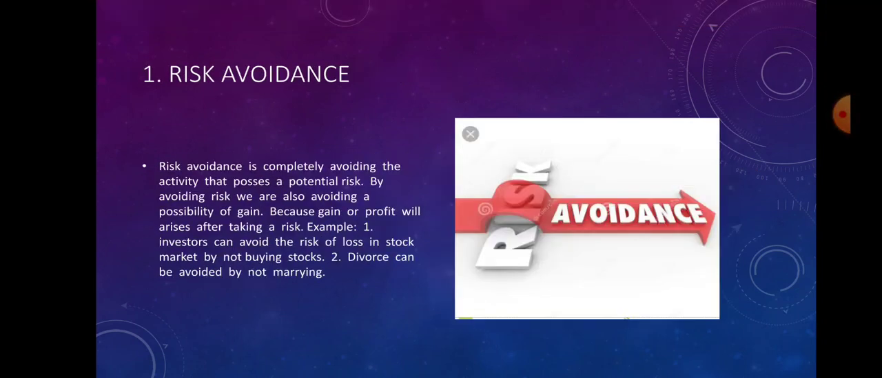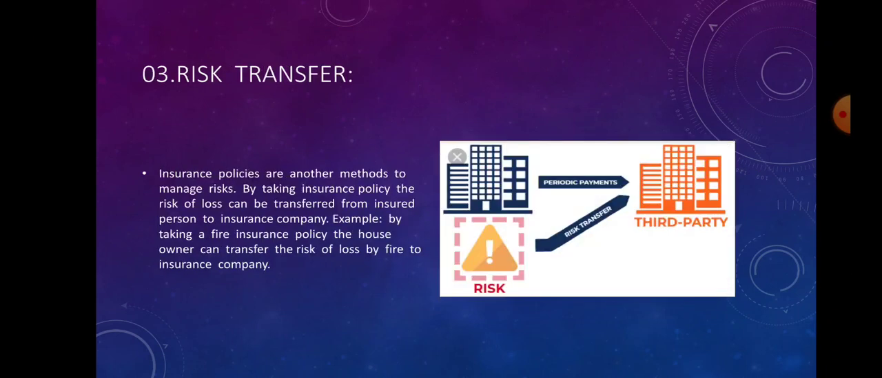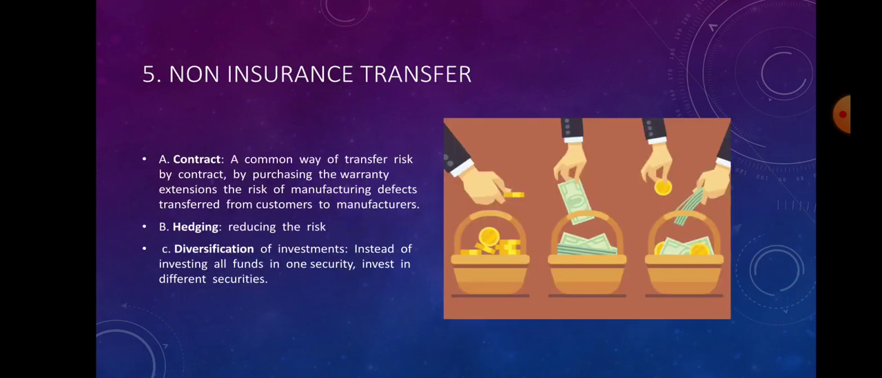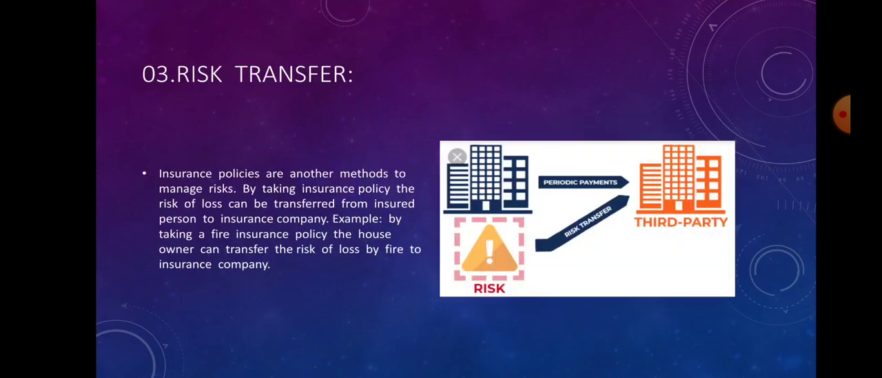So we discussed these types: risk avoidance, risk reduction, risk transfer, risk retention, and non-insurance transfer, which includes contract, hedging, and diversification. That's it for today's class.